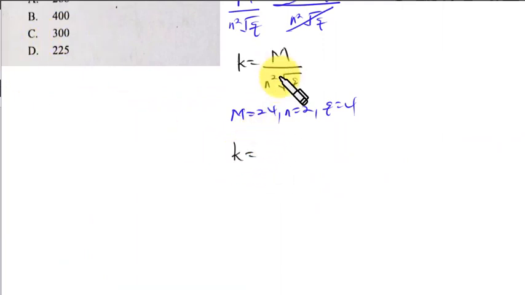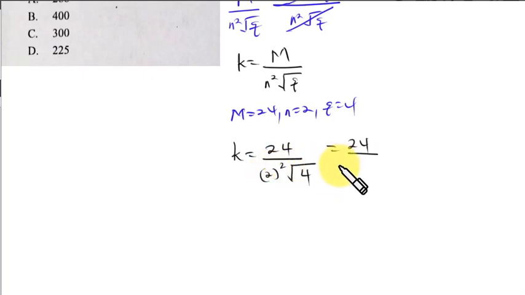So small k equals capital M, which is 24, divided by small n, 2 squared, and the root of q, which is 4 here. So I have 24 because 2 squared is 4, and the root of 4 is 2. So I have 24 over 4 times 2, which is 8. 8 threes are 24. So small k is 3.